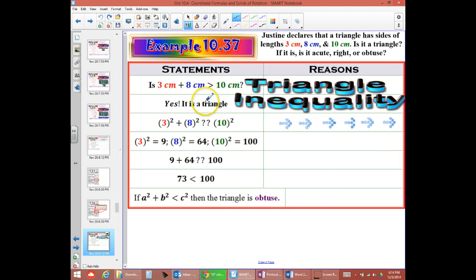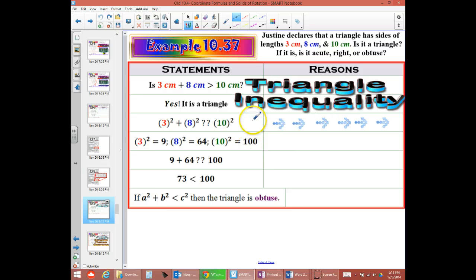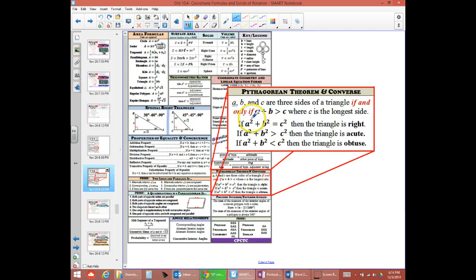So since we now know it's a triangle, we're going to go back to our Pythagorean theorem converse, which is right here. Remember how we said A squared plus B squared equals C squared? If that's true, then it's a right triangle. If it's bigger than C squared, then it's acute. And if it's smaller than C squared, then it's obtuse.